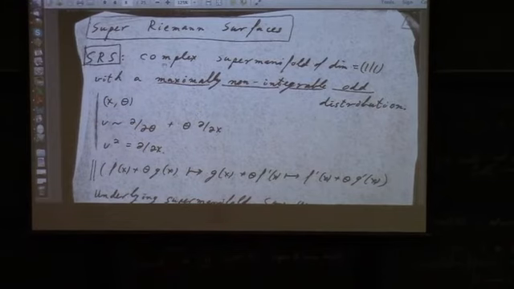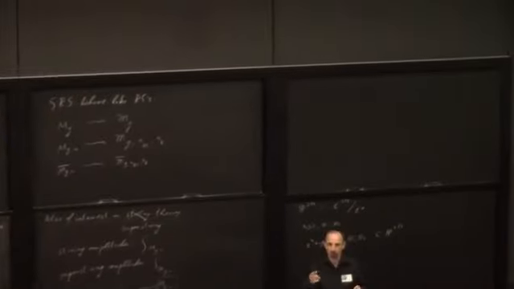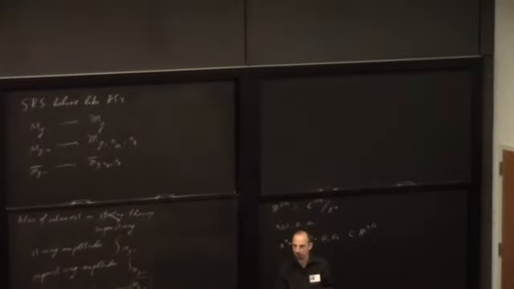So here's the definition. A super-Riemann surface is a complex supermanifold of dimension 1|1, one even complex direction and one odd complex direction, together with a maximally non-integrable odd distribution. Which means what? Well, a distribution is a subbundle of the tangent bundle. The tangent bundle here is, well, I'd like to say rank 2, but I really should say it's rank 1|1, generated by ∂/∂x and ∂/∂θ.